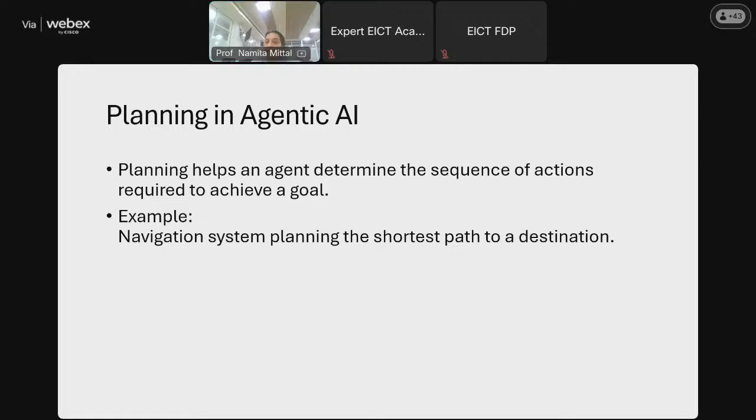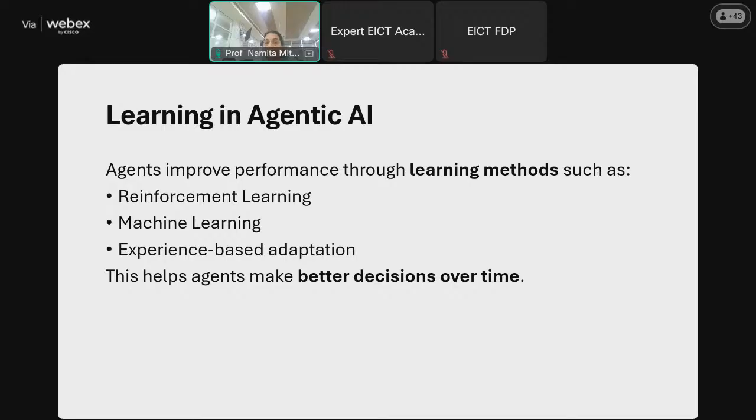So planning helps an agent determine the sequence of actions required to achieve a goal. For example, a navigation system planning the shortest path to a destination. You must have seen this in the GPS, the maps. What happens if you take the wrong path? Then it says reroute. It reroutes, and that is the shortest path afterwards, if you have taken the wrong one or something goes wrong.